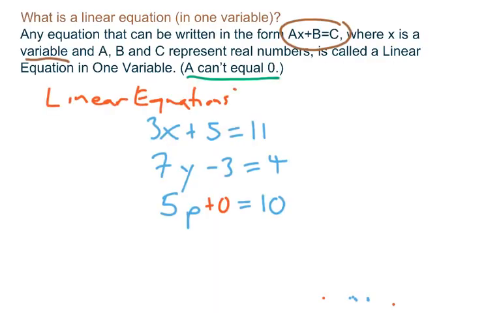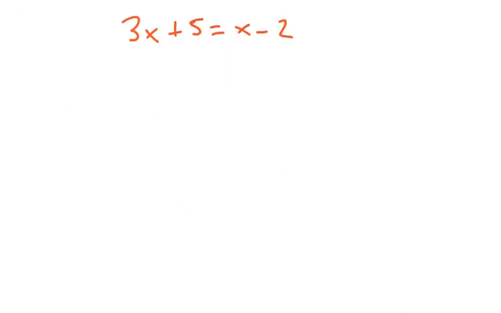Here's a couple more. Maybe not quite so obvious. 3x plus 5 equals x minus 2. And you might say, well, that really does not look like that form at all. But the key word in that definition is the word can. The equation can be written in that form. We're going to find out, not right now, but in the next lesson, that you can write this in that form by doing an algebraic process that I like to call the principle of balance.